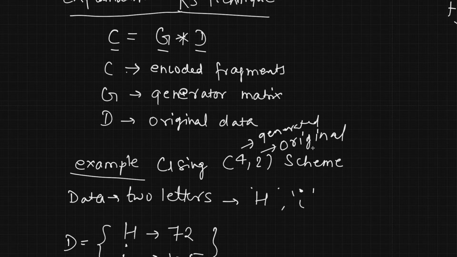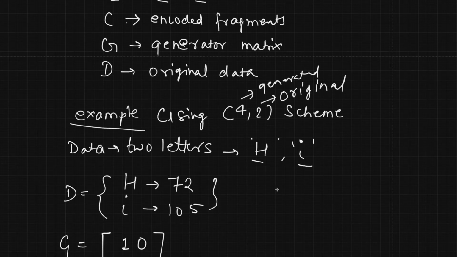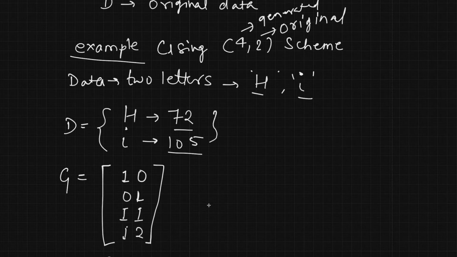So for example, I have two data, H and I. These two data I have to encode and keep on different nodes. So first of all, how will I encode using the Reed-Solomon technique in erasure coding? The ASCII value of H is 72 and the ASCII value of I is 105. I will use a generator matrix, which is nothing but 1 0, 0 1, 1 1 and 1 2. So this is my generator matrix.